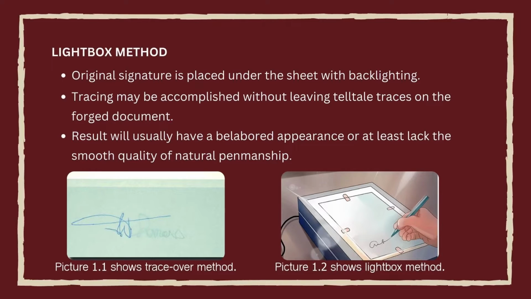The next method for tracing is the light box method. The original signature is placed underneath the sheet being used for the forgery, and backlighting is employed to render the writing visible through the overlying paper. The tracing may thus be accomplished without leaving any telltale traces on the forged document.